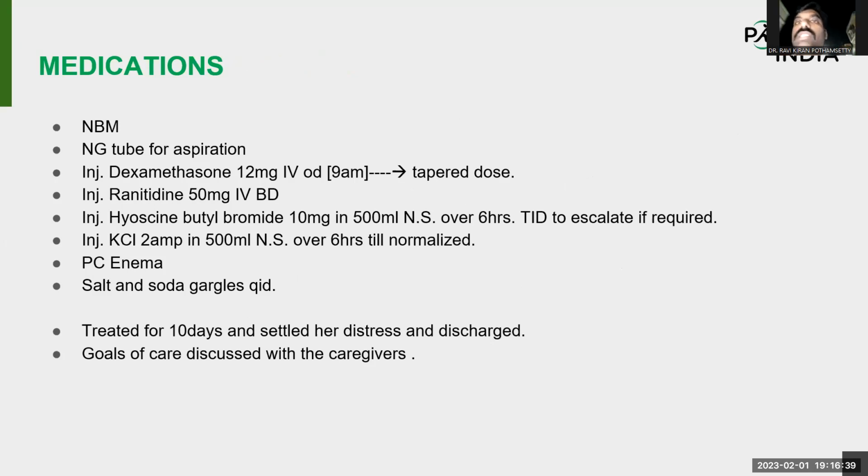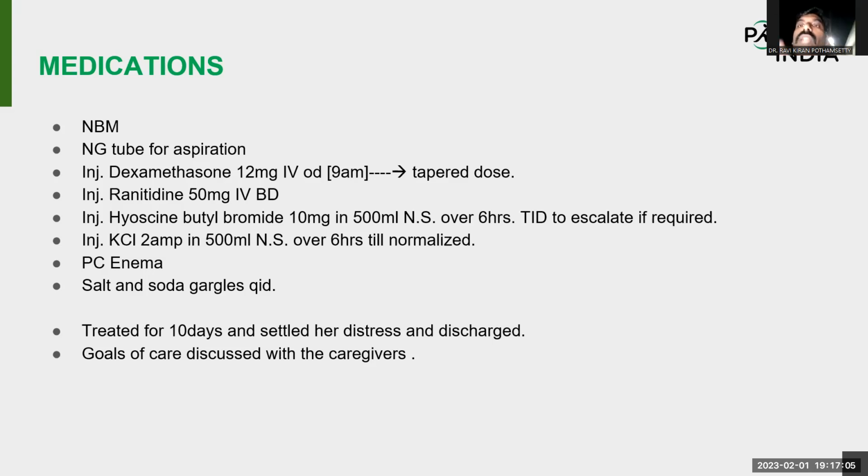The medications: we kept the patient nil per oral, but asked the patient to have salt and soda gargles initially, and an NG tube for aspiration. We have given injection dexamethasone 12 mg IV stat, and then tapered in due course of time. Injection ranitidine 50 mg BD. We have given hyoscine butyl bromide 10 mg over 6 hours, and TID to escalate if required.